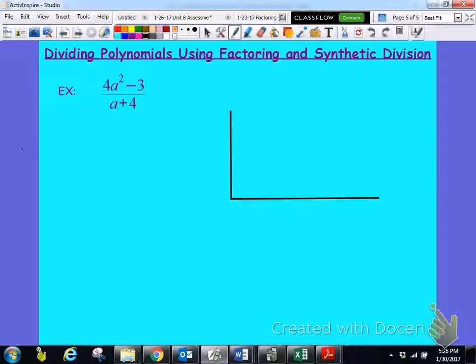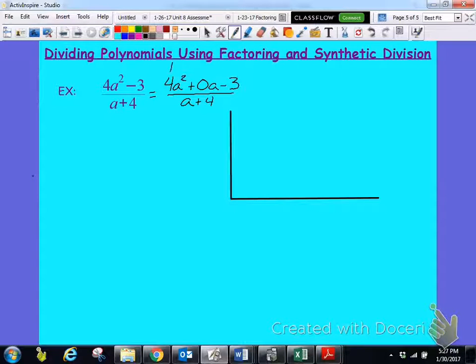Alright, now I'm going to show you another example, but this one's a little bit different. If you look up in the numerator, we have 4a squared minus 3. We don't have an a by itself, so what we're going to do is consider this 4a squared plus 0a minus 3. And it's still divided by a plus 4. So we're going to repeat our process now, but you have to remember that that 0 goes there if I have a variable to a degree missing.